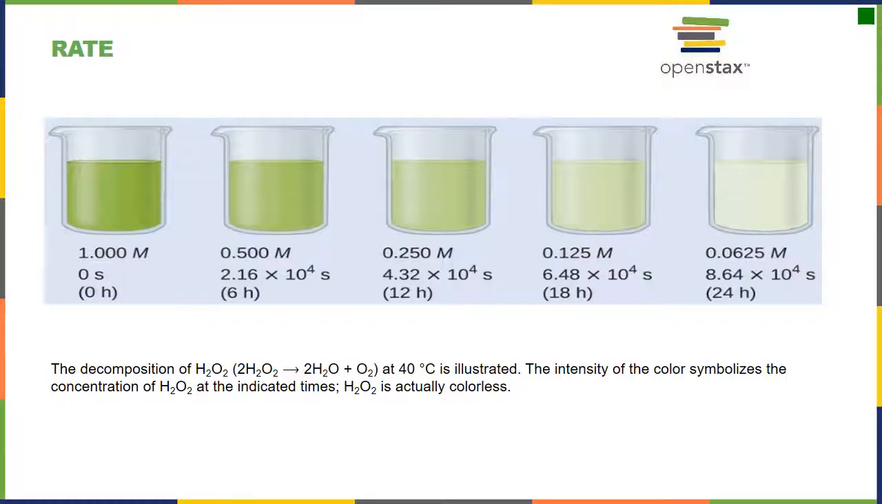This is a visual illustration of the decomposition of hydrogen peroxide. The color is just our way of looking at it because it sometimes can be very hard to see kinetics. It can be very difficult also to measure how much stuff reacts, but we can find its concentration over a period of time, and this is going to tell us how fast something is going to react. The rate of the reaction is going to be the change in concentration over the change in time.